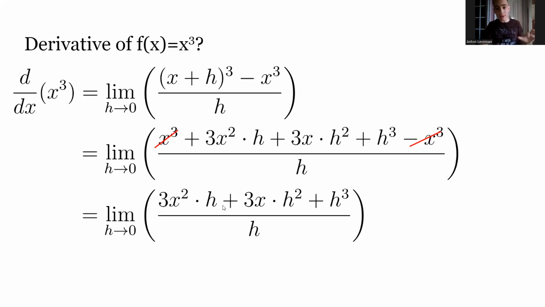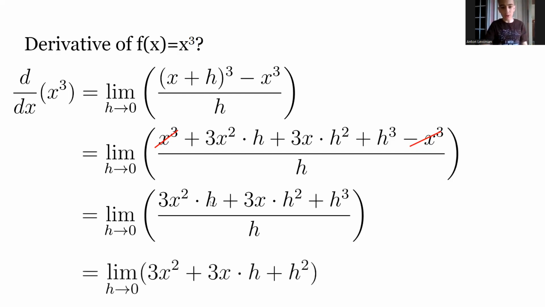And once again, all of the factors have an h in them. So then the h's cancel out, and we get 3x squared plus 3x times h, because the h squared turns into an h, and then plus h squared. So as h approaches 0, these last 2 terms go away because they're multiples of h. All that's left is a 3x squared, which doesn't even depend on the h. So we can just ignore the limit completely at this point and say that this is equal to 3x squared.